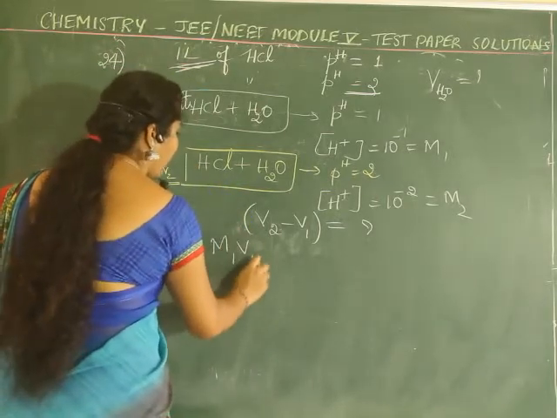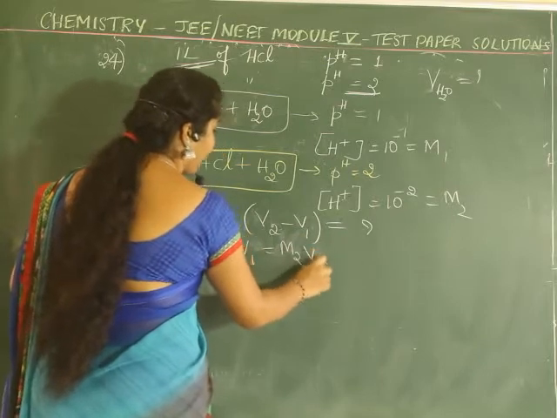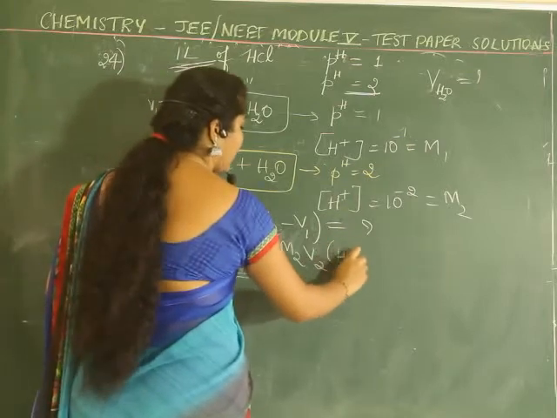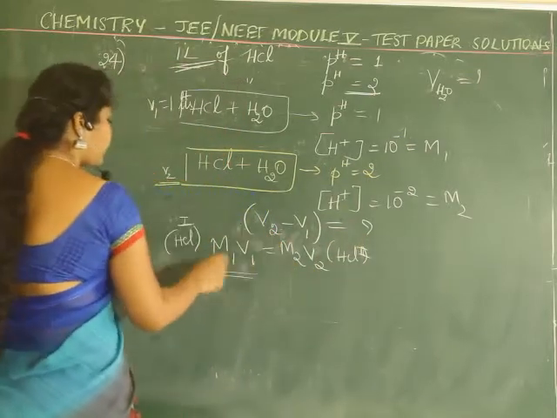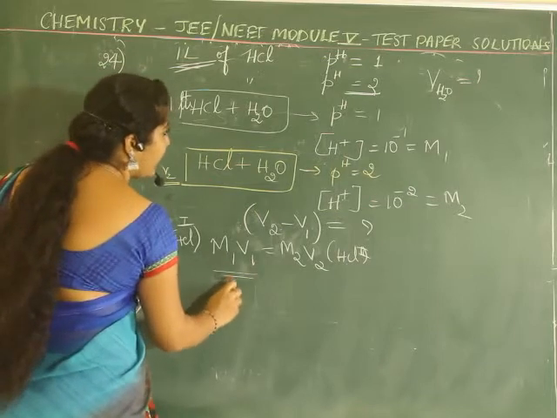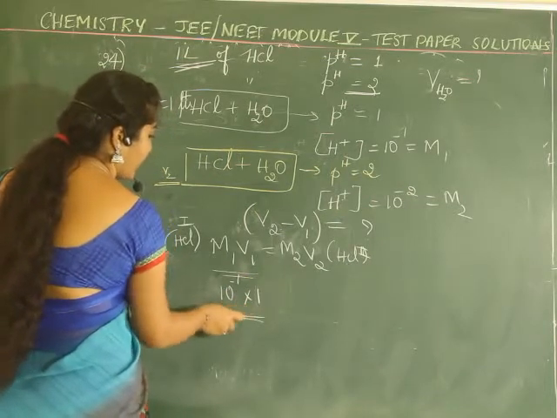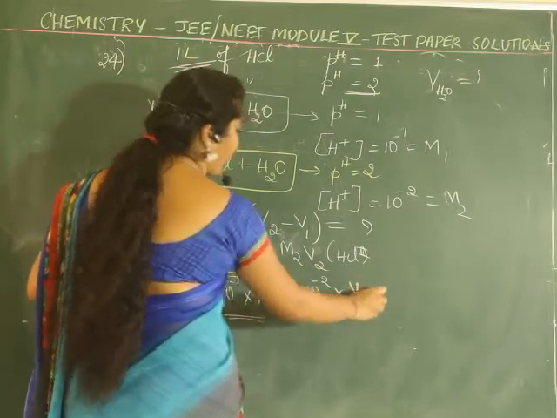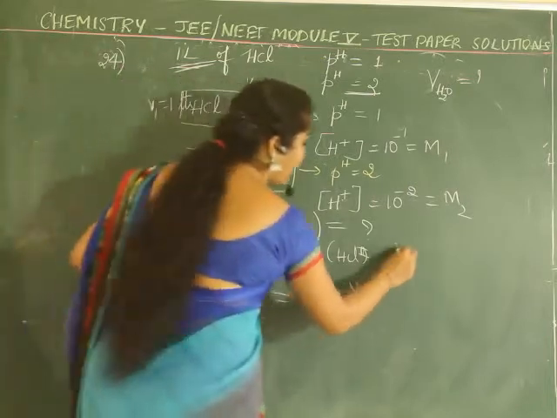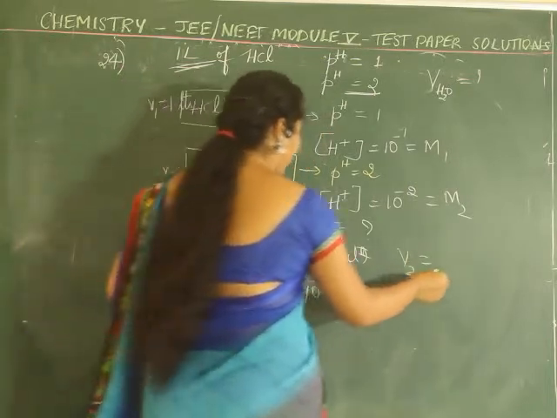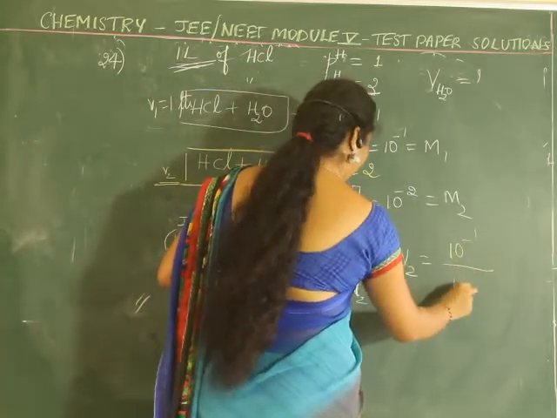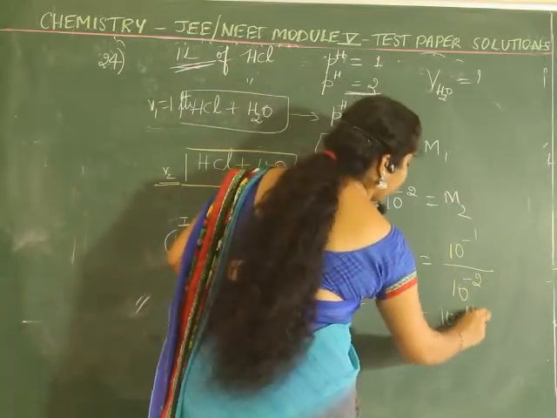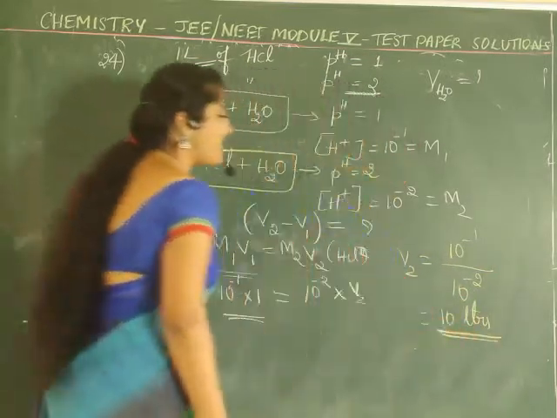We'll use M1 V1 is equal to M2 V2. This is for the first HCl solution, and this is for the second HCl solution. M1 for the first solution is 10 to the power minus 1. Volume is 1, equal to M2 for the second one, which is 10 to the power minus 2, into the volume, which we do not know. Therefore, volume is equal to 10 to the power minus 1 by 10 to the power minus 2. So how much do you get? You get 10 liters. So we got V2 as 10 liters.